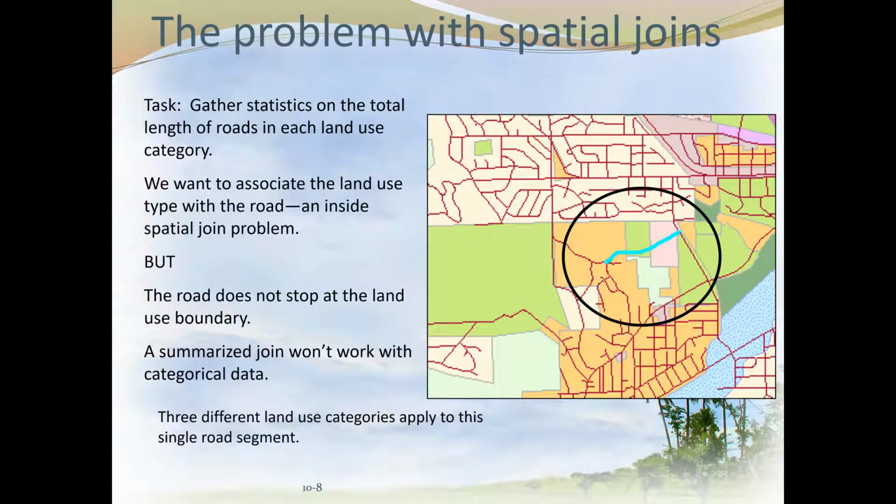So let's look at the problem with spatial joins. The task is to gather statistics on the total length of roads in each land use category. We want to associate the land use type with the road and inside spatial join problem. But we can see here that the road does not stop at the land use boundary. A summarized join won't work with a category called data. So three different land use categories apply to the single road segment.